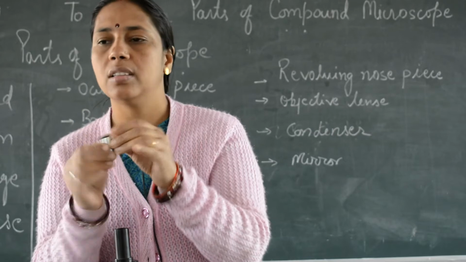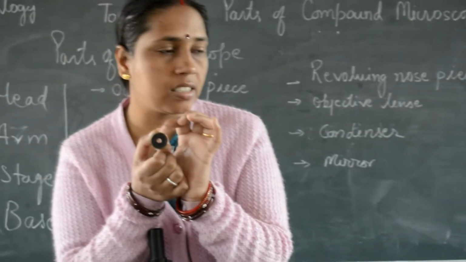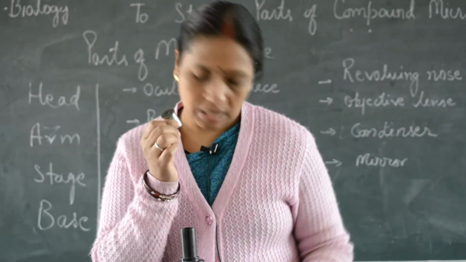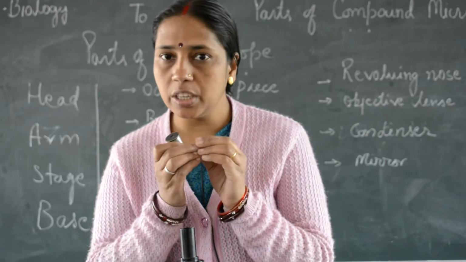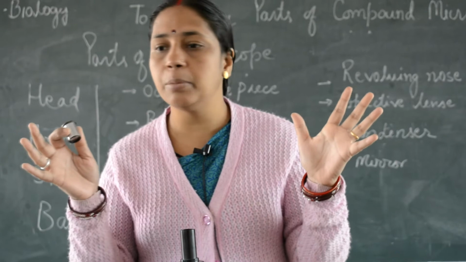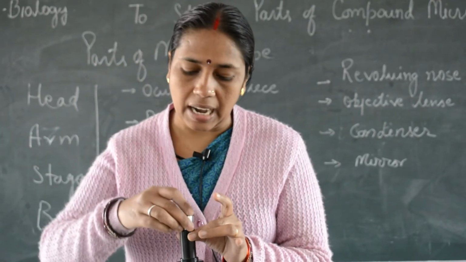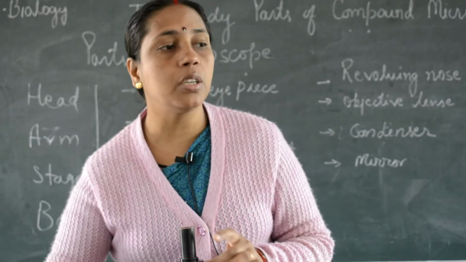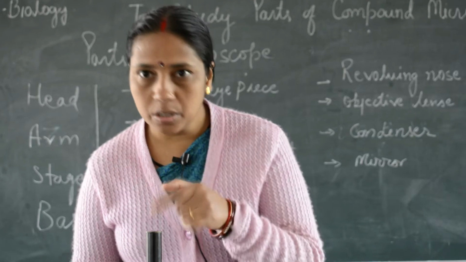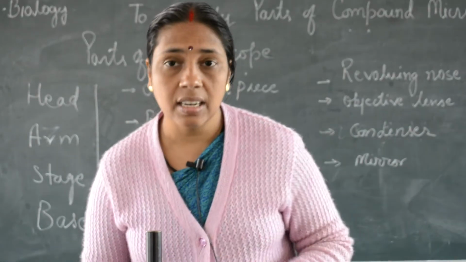On that something is written: 10x. 10x means whatever material we keep on the stage will be enlarged 10 times. So this is known as the eyepiece or the ocular. Why is it known as the eyepiece? Because it is in direct contact with the eye. That's why it is known as the eyepiece.